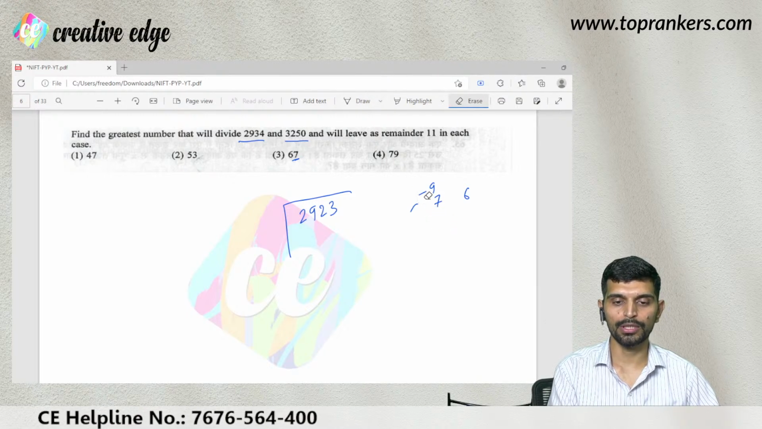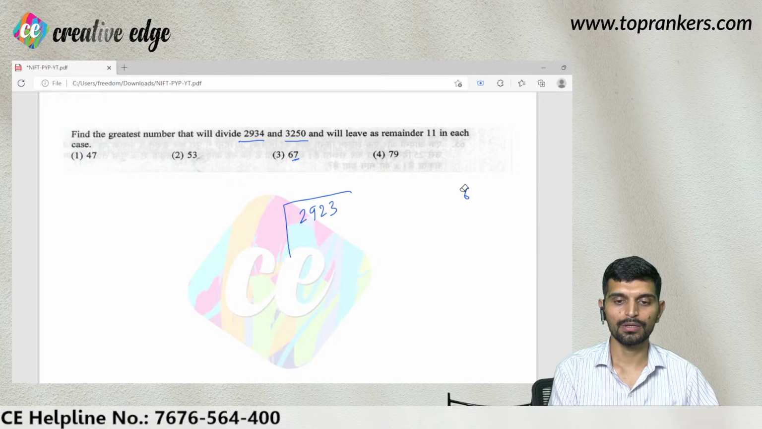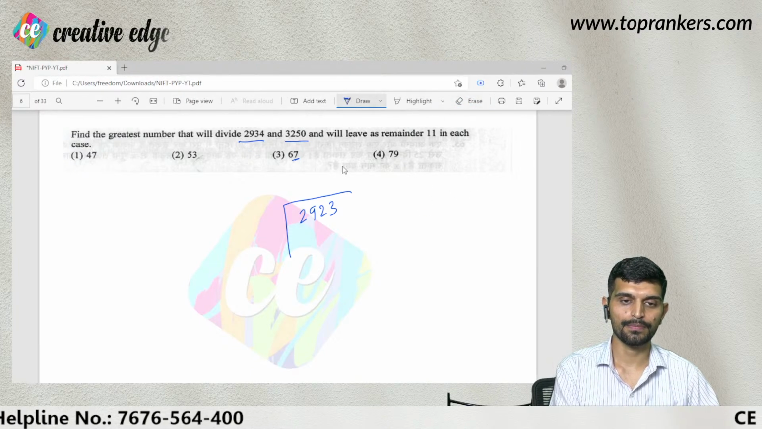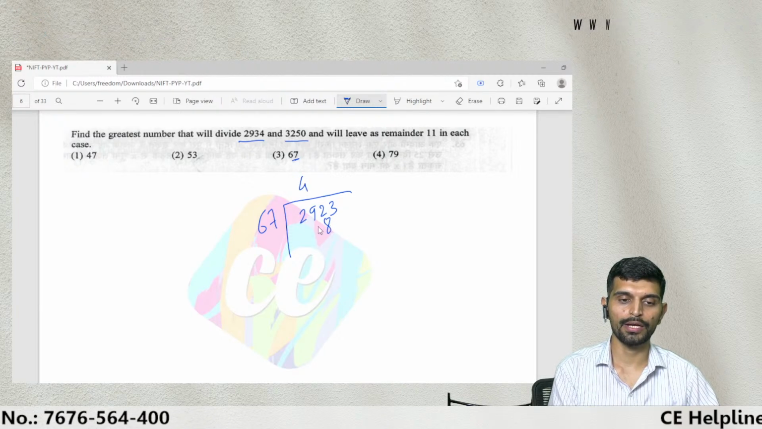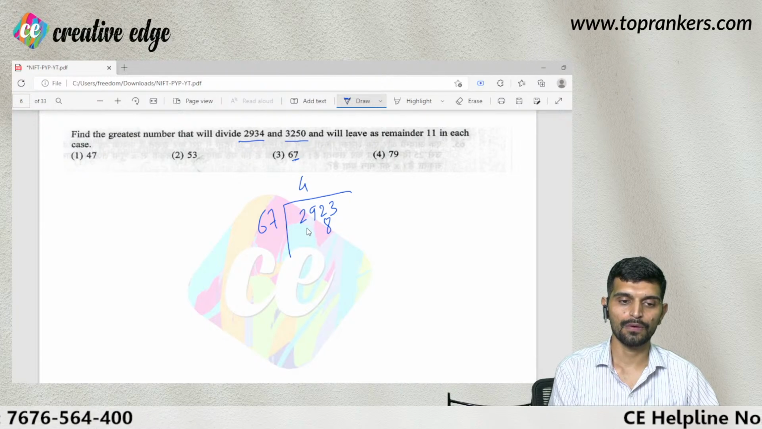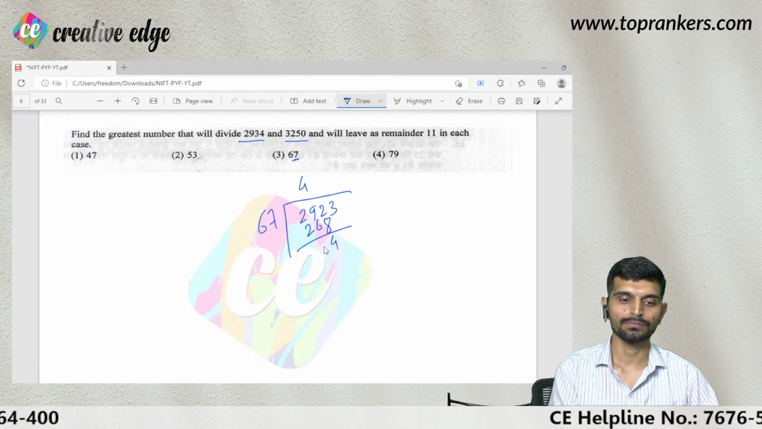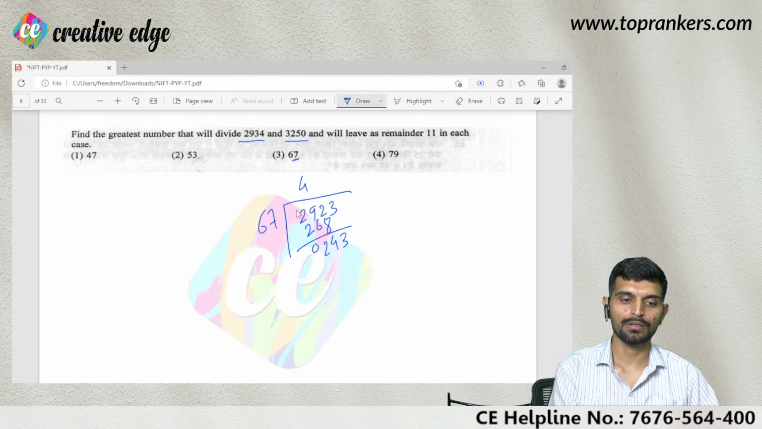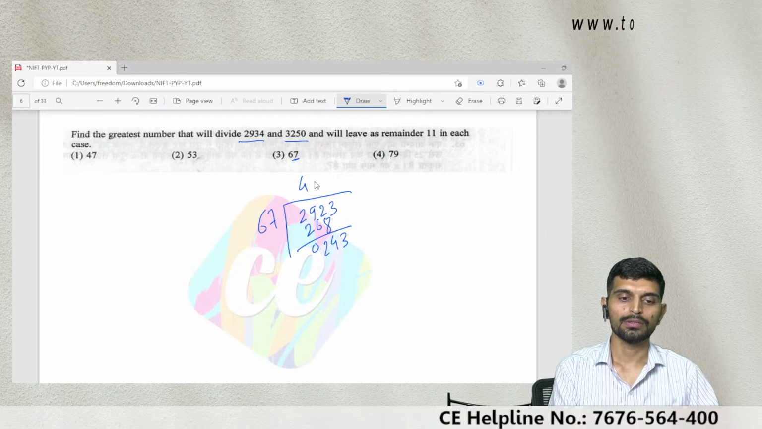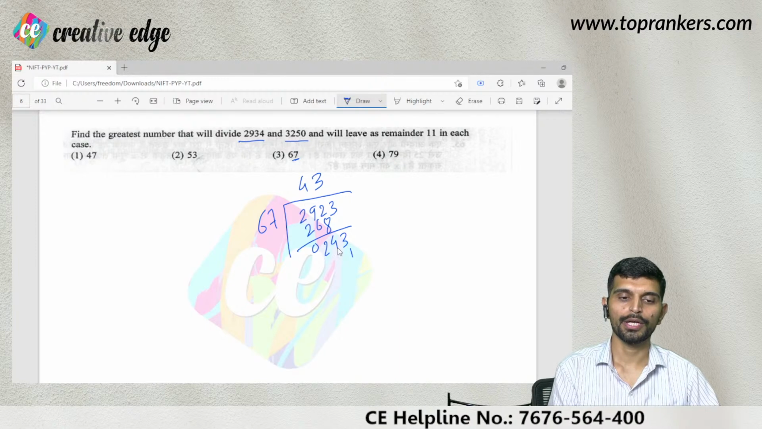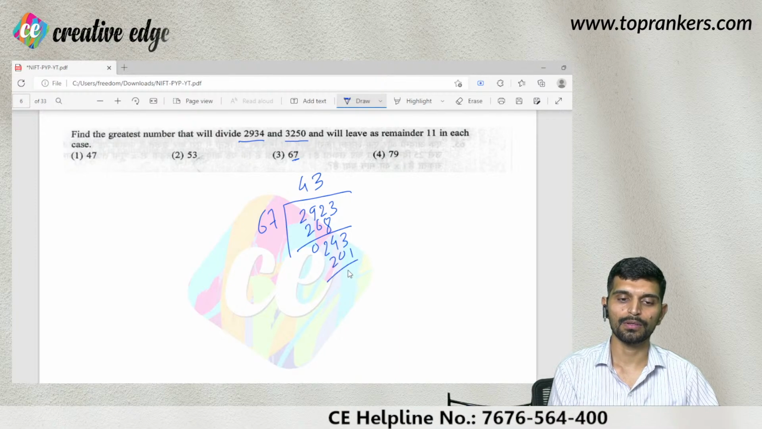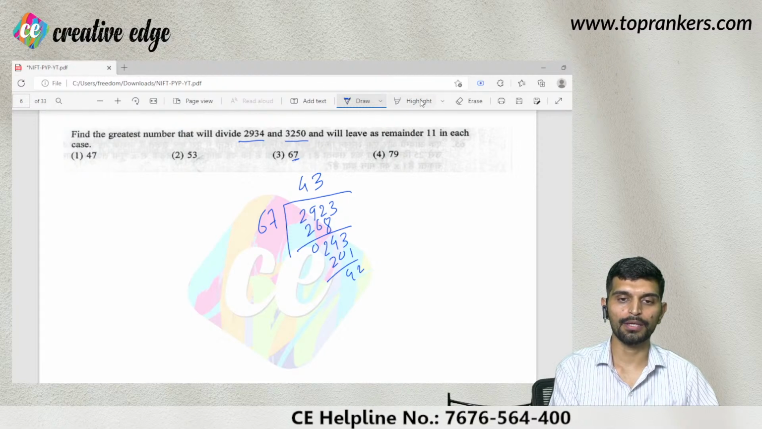So let's check whether it is 79 or 67. So let's try with 67 first. If I'm dividing it 4 times, 4 sevens are 28, 4 6s are 24 plus 2, 26. Difference here is 243, 67, 3 times, 3 sevens are 21, 3 6s are 18 plus 2, 20. So here difference is 42, not happening.